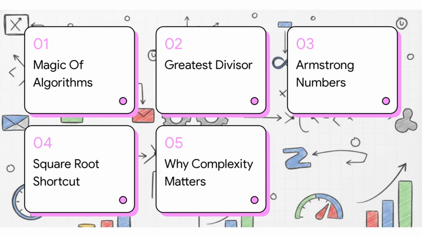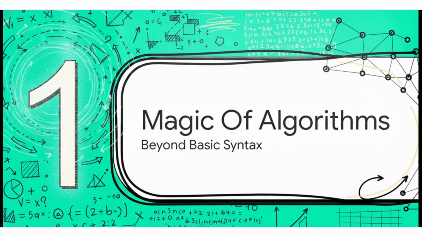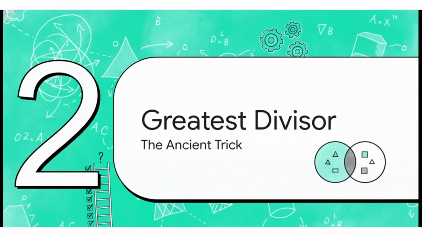Let's jump right in. Section 1. The magic of algorithms, moving beyond basic syntax. As we're about to see, writing truly great code is all about recognizing mathematical patterns so you can skip unnecessary work. Section 2. Finding the greatest divisor.